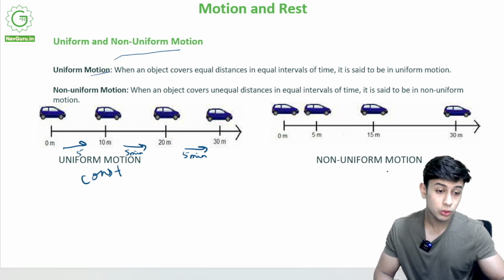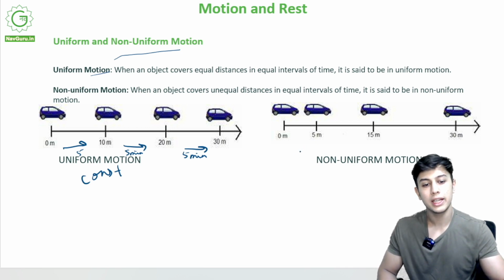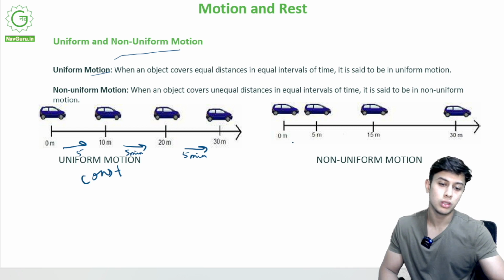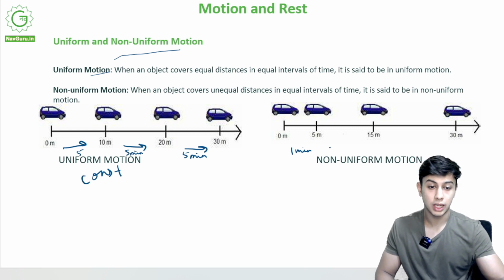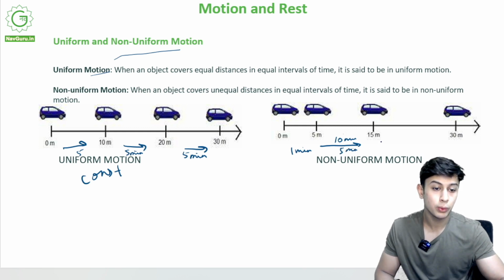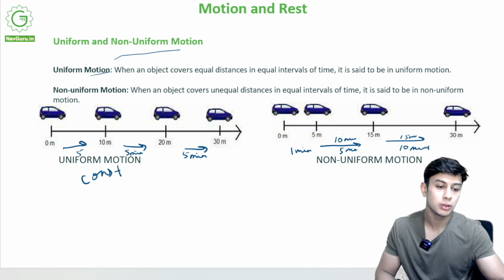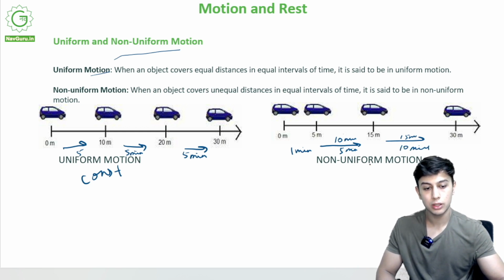Now coming to non-uniform motion. Supposedly I am lazy, I will go 5 meters in 1 minute. Then I realize that I should cover up. I went 10 meters in 5 minutes. Then I went straight 15 meters in 10 minutes maybe. So this is not uniform, this is not constant.